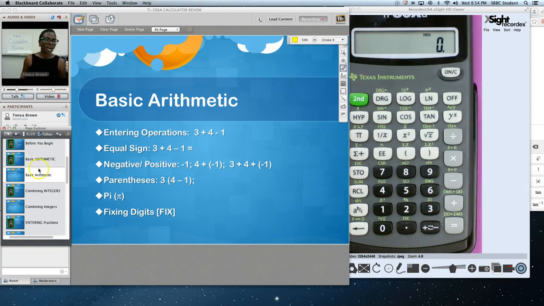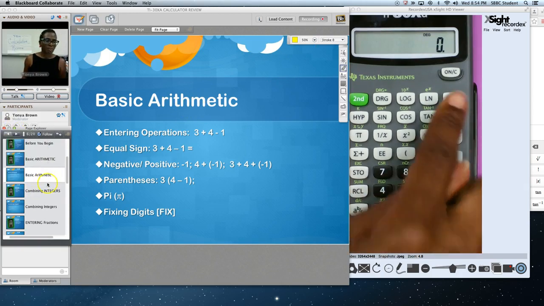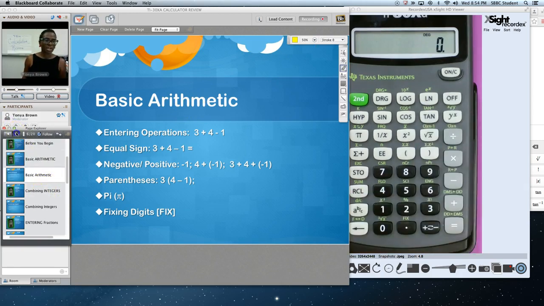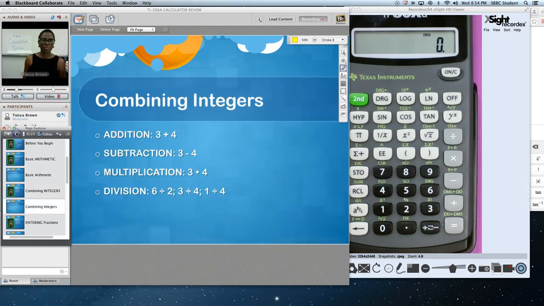All right. Now I can kind of go past combining integers because we talked about that a little bit already, how we put these numbers together. Let's just do these real quick. For addition of integers, just 3 plus 4. And then we press equal, giving you some time to do it. And then we get 7.